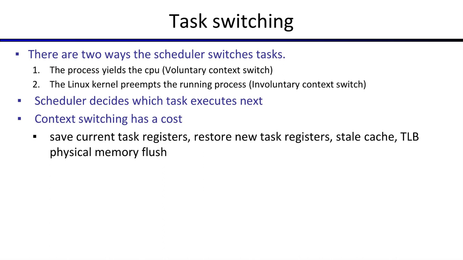You also have to contend with the fact that your cache will probably be stale, so the new task will have to load its own memory into the cache, and it'll be a little slower to start off with. There is this warm-up time. There are other physical caches that also have to be flushed out, and the TLB cache, which we will deal with when we get to the memory parts of the kernel, also needs to be flushed. So net-net, context switching has a cost.